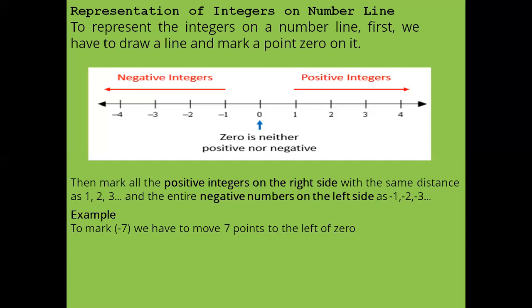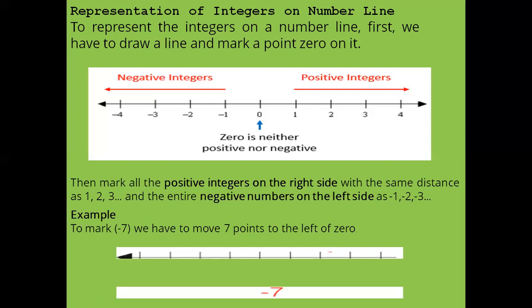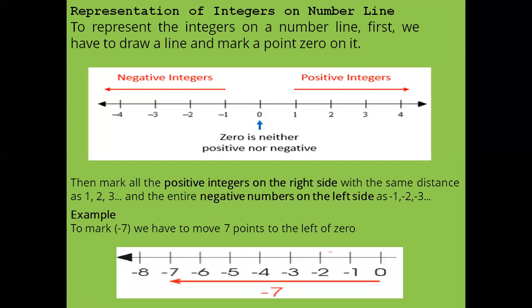Example, to mark -7, we have to move 7 points to the left of 0. This is the identification of -7. How will we identify -7 on the number line? On a number line, from 0 we move 7 steps to the left side, so we will get -7.